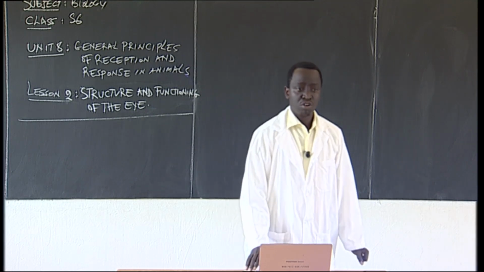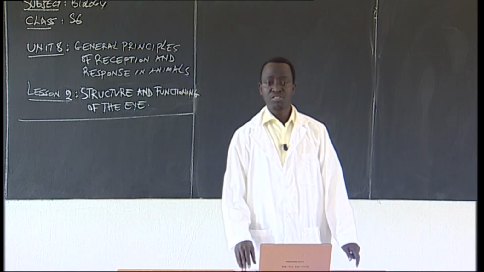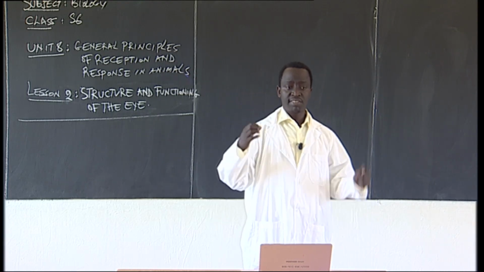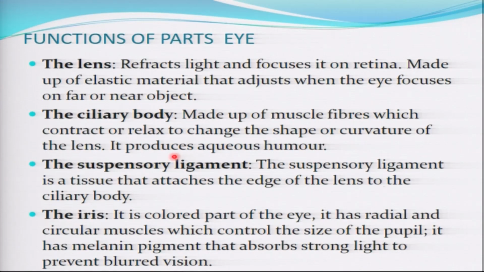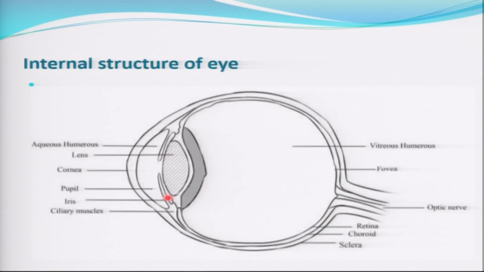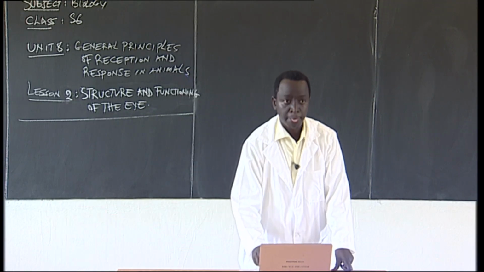So we have now what you call the suspensory ligaments. The suspensory ligaments are a tissue that attaches the edge of the lens to the ciliary muscles. They are here on this diagram, around here. They also help to maintain the lens in a good position.